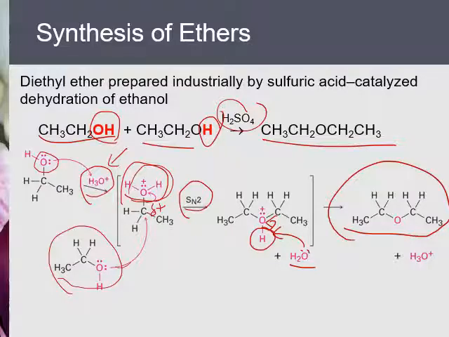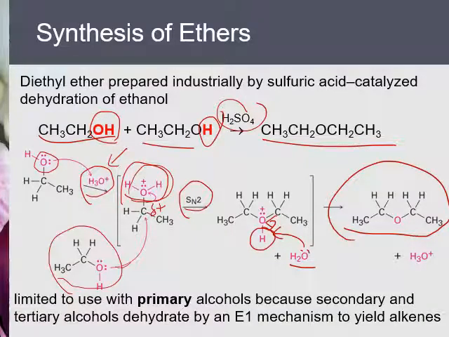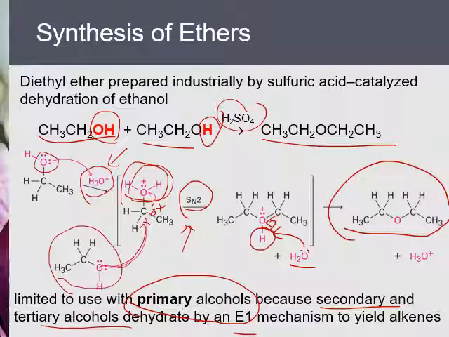Now this method is simple, however, it is limited to primary alcohols because it involves an SN2 reaction, an attack on the carbon. If the alcohols are secondary or tertiary, then E1 dehydration will take over the reaction and give you alkenes.